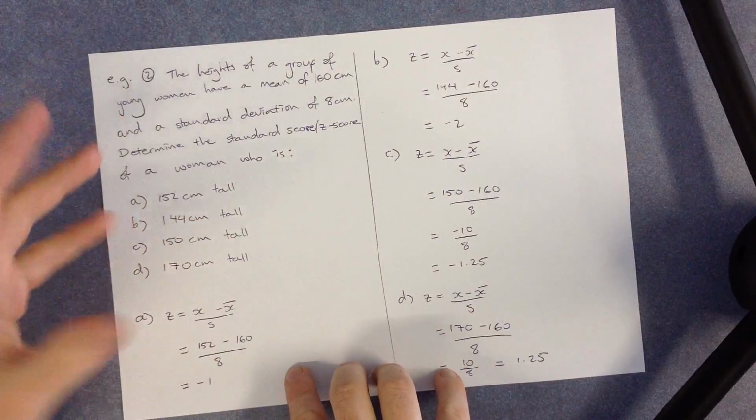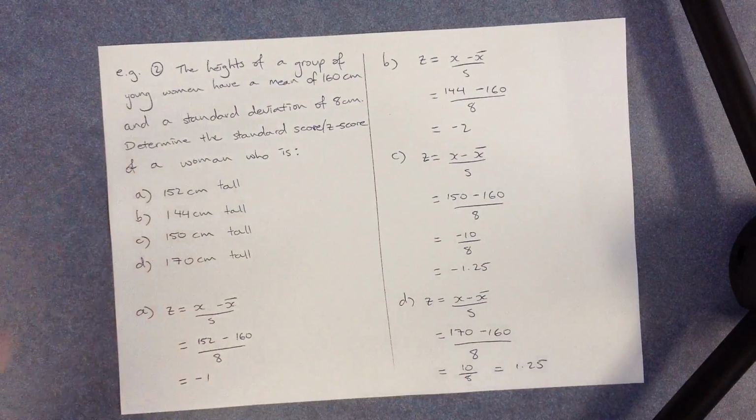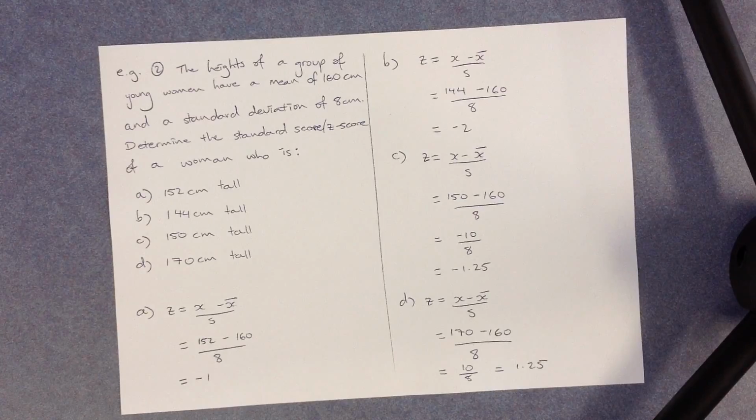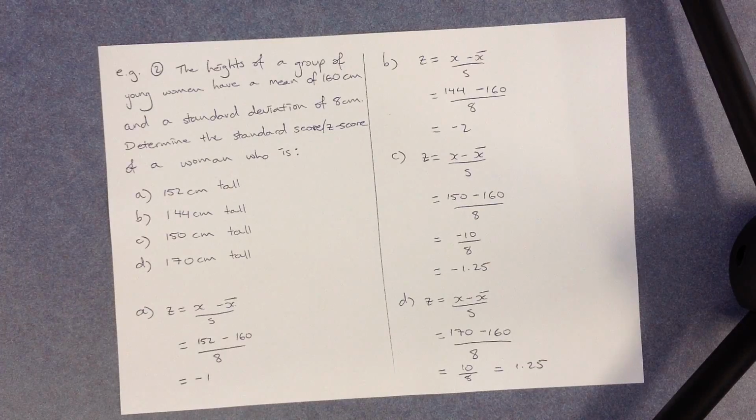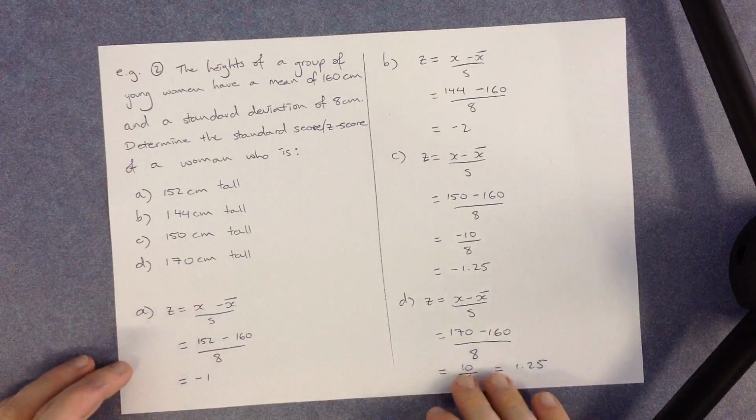So here's a worded example. The heights of a group of young women have a mean of 160 centimetres and a standard deviation of 8 centimetres. Determine the standard score, or the z-score, of a woman who is, and there's 4 things that we're going to do together. So we're going to do these 4 together.